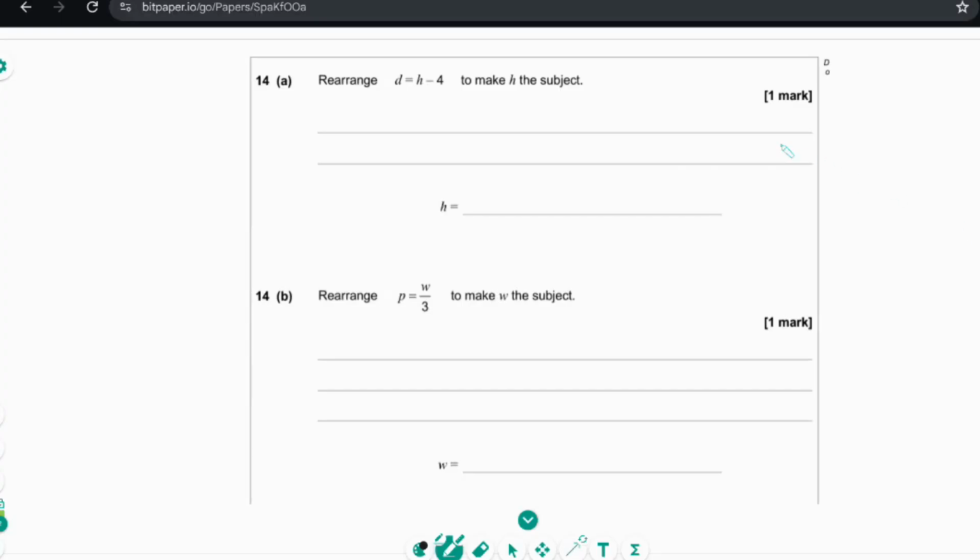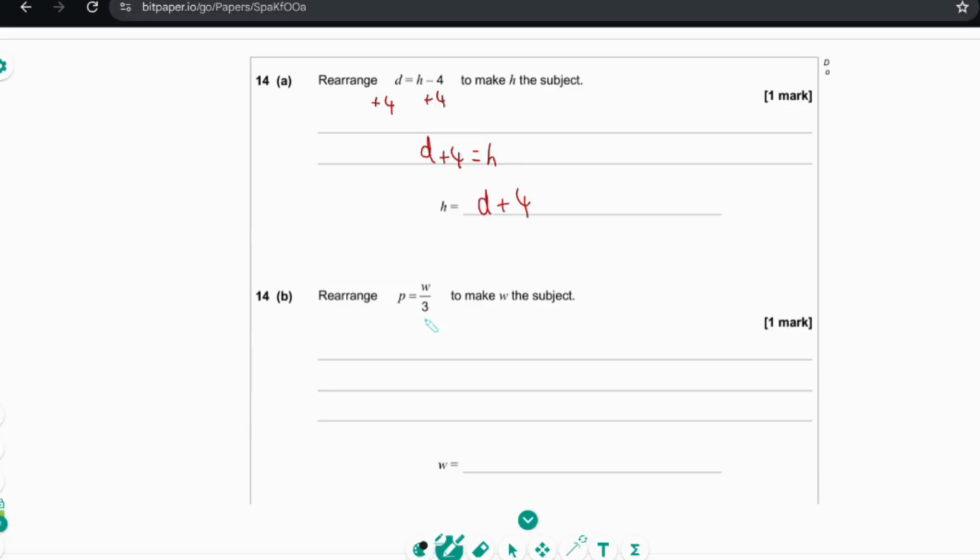14. Rearrange D equals H minus 4 to make H the subject. So I need to add 4 to both sides because I want to get H by itself. I need to get rid of the minus 4, so I'm going to add 4 to both sides. So D plus 4 is equal to H. So H is equal to D plus 4.